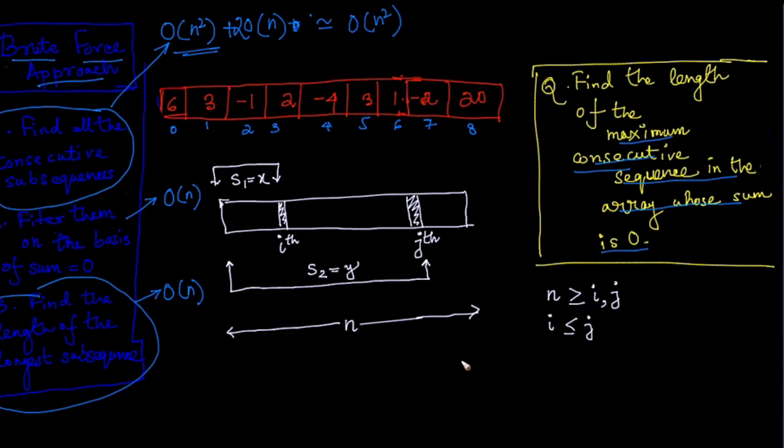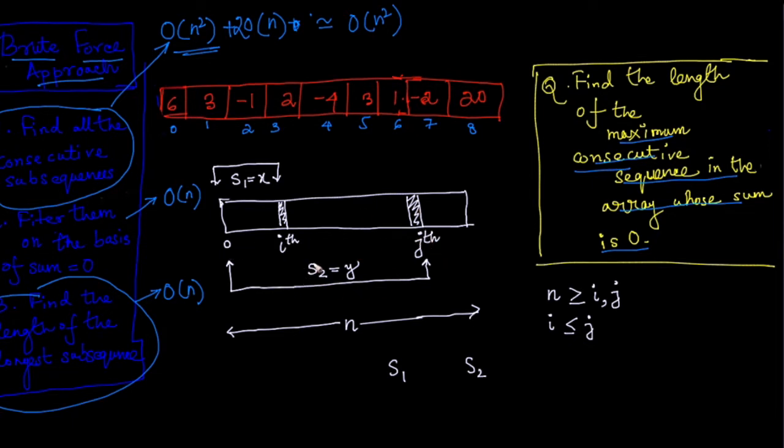If you have this kind of scenario, you have S1 and you have S2, right? S1 being again the sum of all the consecutive numbers, sum of all the numbers from 0 to the ith location. This is the cumulative sum, by the way. And S2 is basically from 0 to the jth location, sum of all the numbers. This is also a cumulative sum. What will happen if S1 is equal to S2?